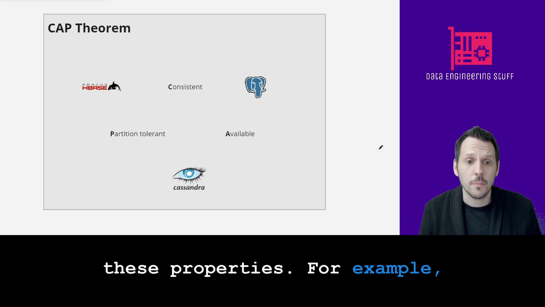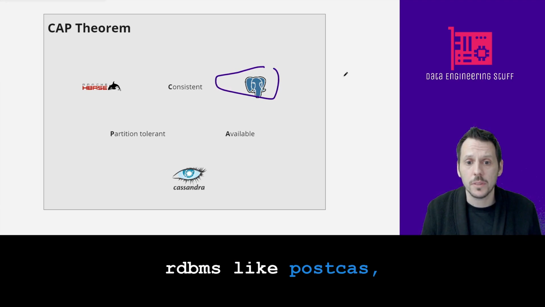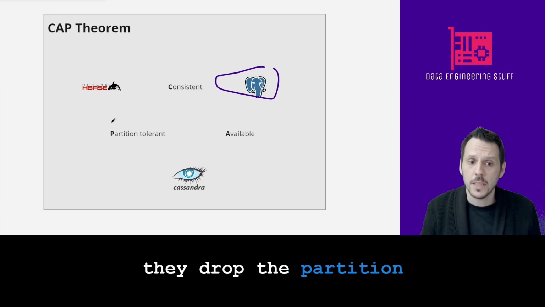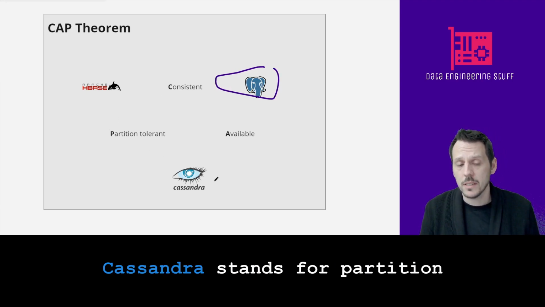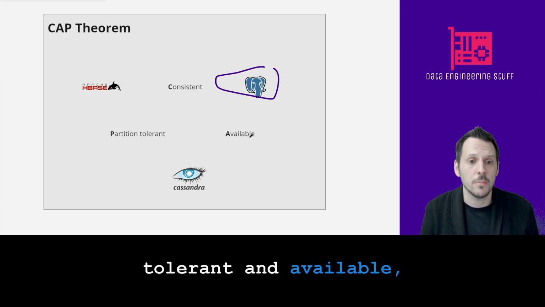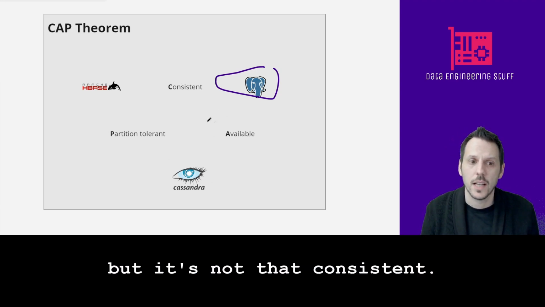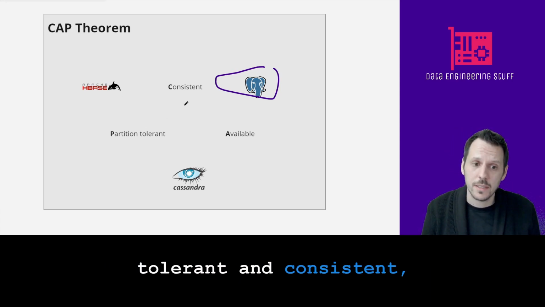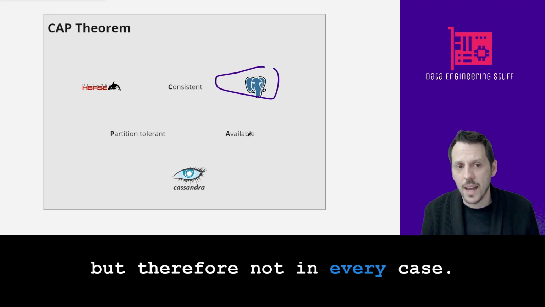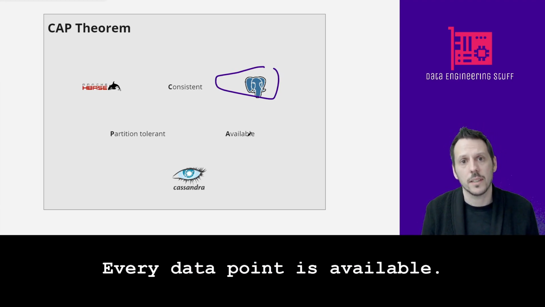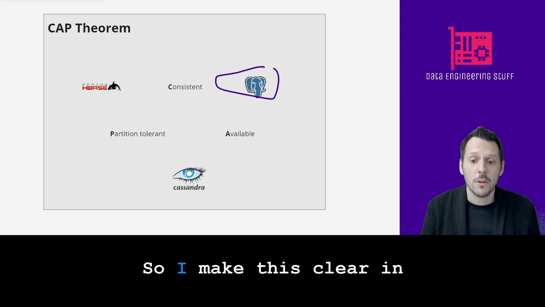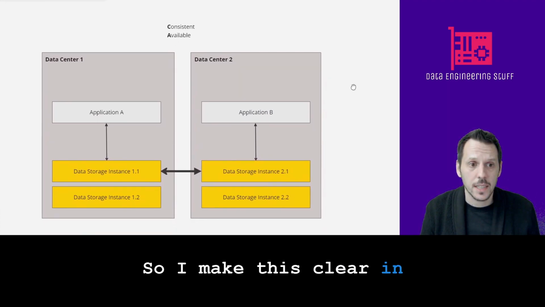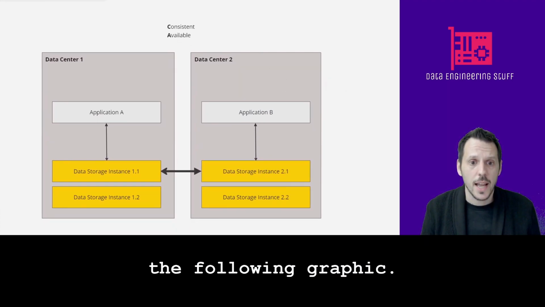properties. For example, RDBMS, like Postgres, they drop the partition tolerance. Cassandra stands for partition tolerant and available, but it's not that consistent. Apache HBase, on the other hand, is partition tolerant and consistent, but therefore not in every case, every data point is available. So I will make this clear in the following graphic.